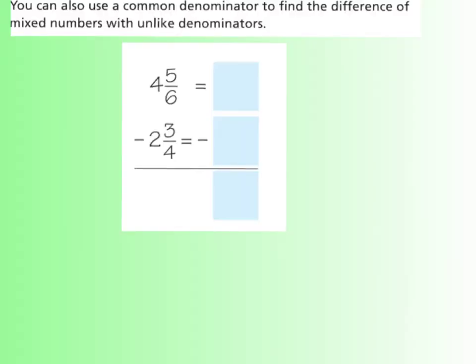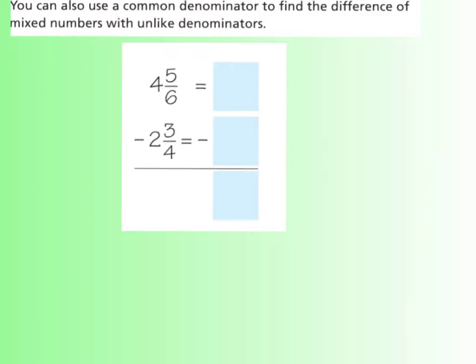Just like we learned with addition with unlike denominators, you can also use a common denominator to find the difference, which is your answer to a subtraction problem of mixed numbers with unlike denominators. So let's take a look at our first question. Our first question says 4 and 5/6 subtract 2 and 3/4.